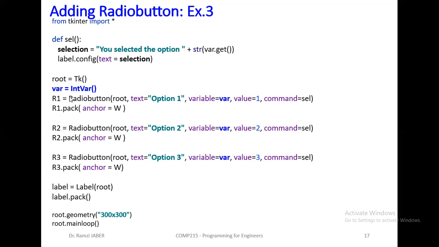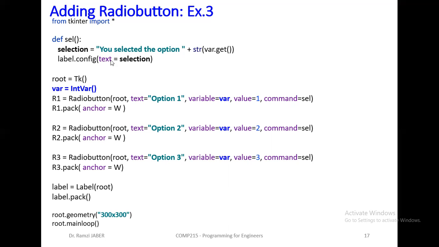Here we have a variable equal IntVar. By default, it's zero. Radio one is a radio button, root, option one, and the variable is the same variable for all three radio buttons. With the same command, when you select this, the selection will call the function to display this text for you. So label.config text equal selection.